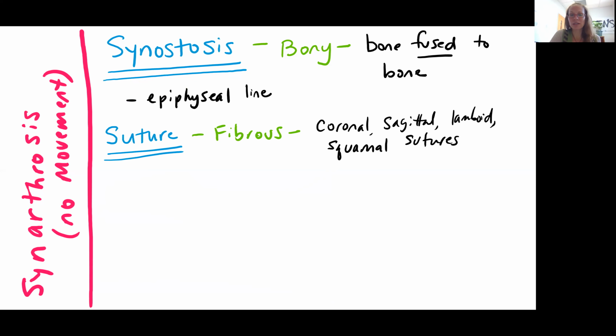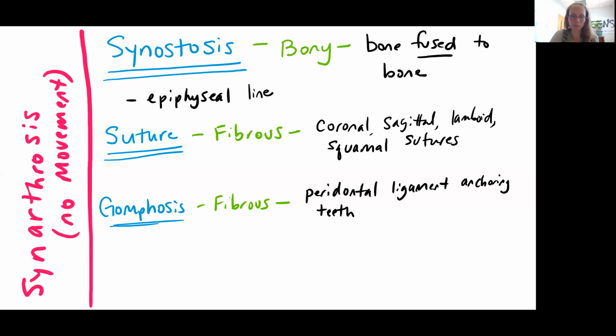A suture is a fibrous joint, so we're looking here at connective tissues, ligament types of tissues, connecting the bone to bone. You saw that there are lots of different sutures when you were looking at the skulls in lab. You've named four, so you should recognize coronal, sagittal, lambdoid, and squamous sutures as examples.